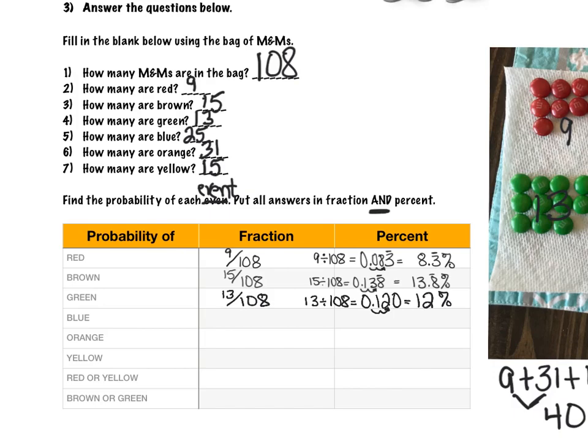Blue, go up to number 5. We had 25 blue. So 25 out of the 108 M&Ms were blue. So I take 25 divided by 108, or 25 out of 108. And so we have 25 divided by 108 is 0.231. I move that over 2 places. I get 23, you can just round it to 23% chance of pulling out a blue.